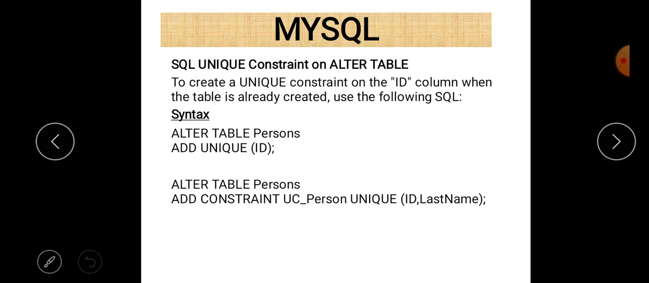Next is unique constraint on alter table structure. To create a unique constraint on the ID column when the table is already created, we must use the following syntax: alter table person add unique, and the name of the column we write in parentheses.